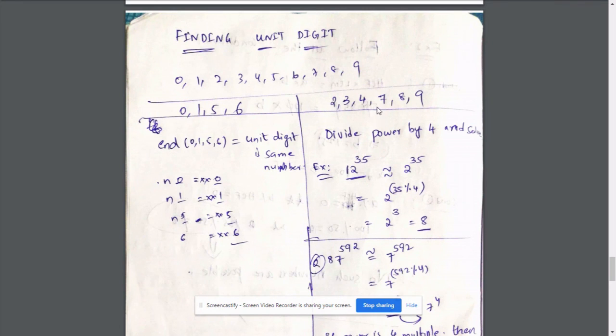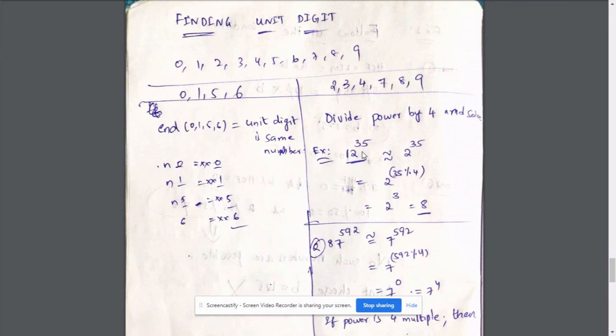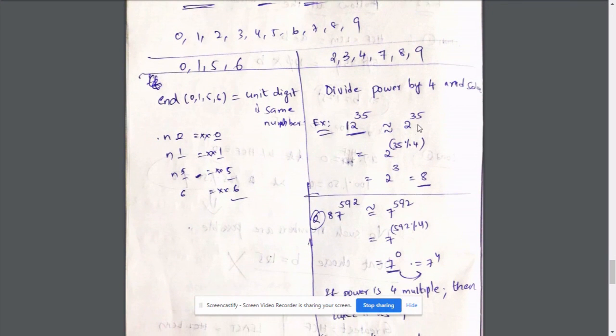And if the unit digit of the given number is any other than 0, 1, 5, 6, so if it is 2, 3, 4, 7, 8, 9, you must divide the power by 4, and you should consider the remaining power, and then solve. Check an example: 12 power 35. If you divide the power by 4, the remainder will be 3. So now the unit digit will be 8.